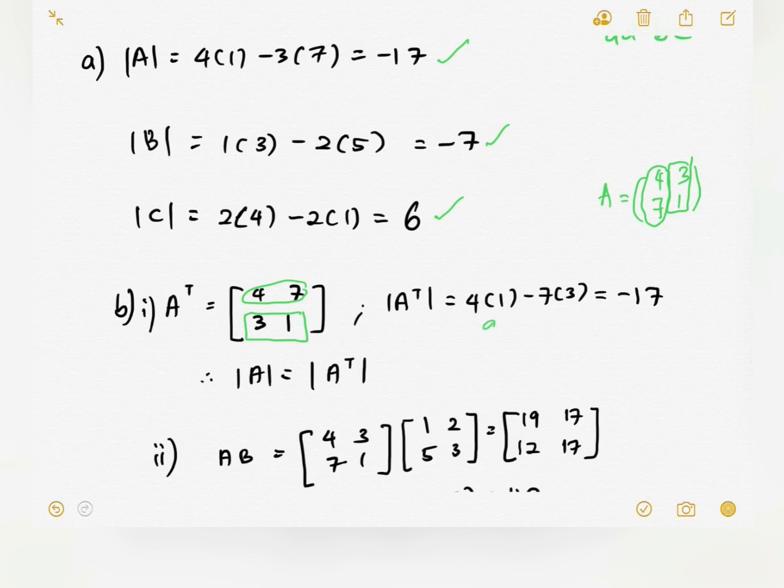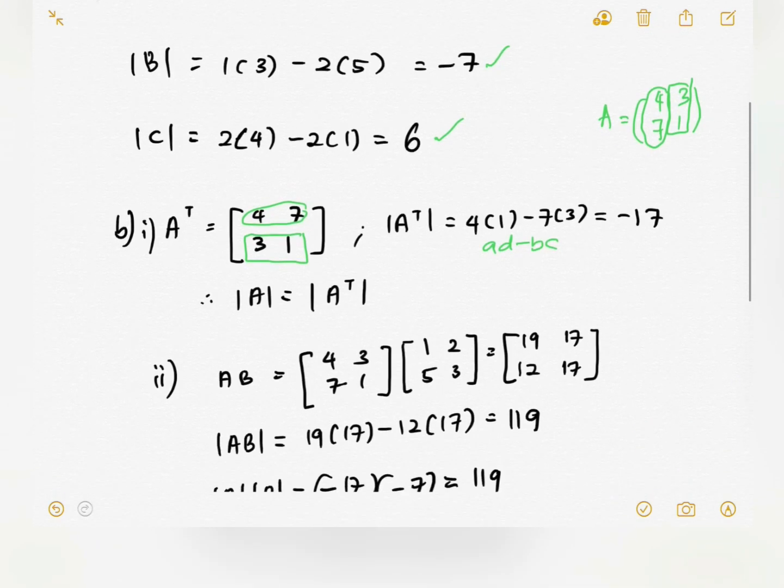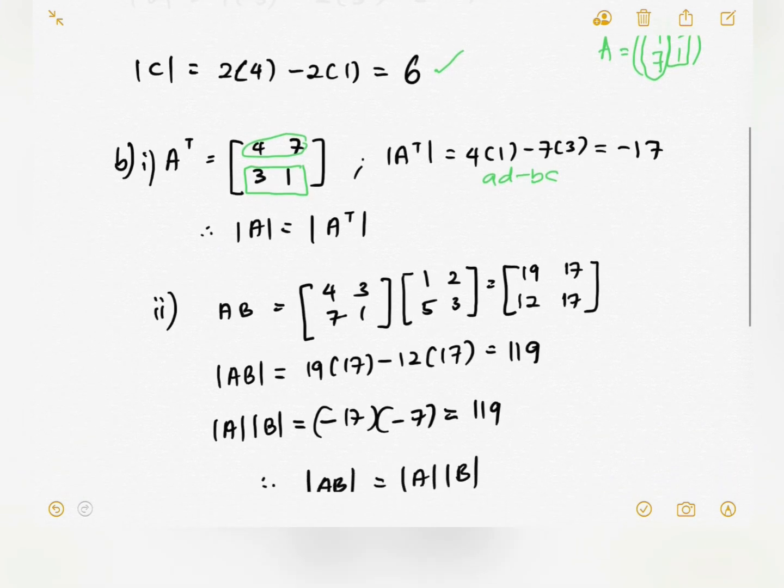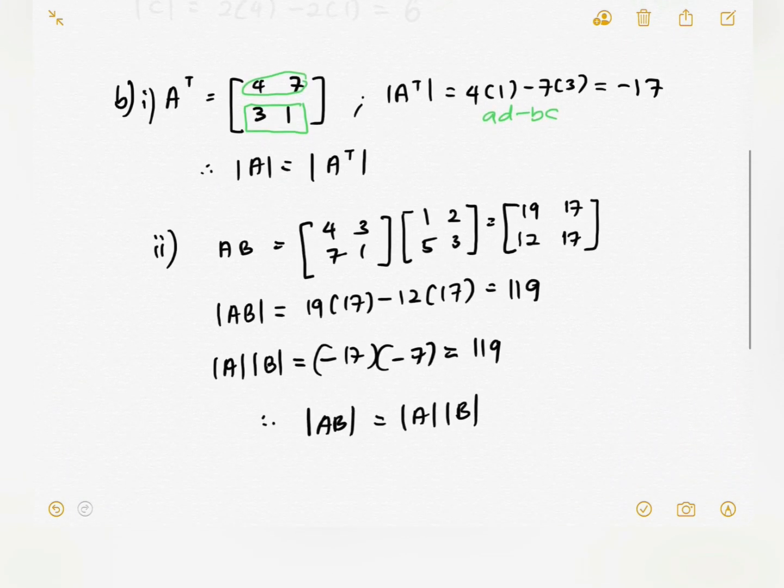So again the determinant is the same, AD minus BC. Now we have 4 times 1 minus 7 times 3, which equals negative 17 itself. So we have shown that the determinants are the same, equal. And then for B2, the question asks us to show this one.